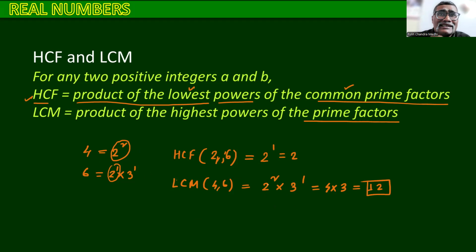So this is what exactly we got in our previous observation as well. So this is the process by which we can find, by using prime factorization, HCF and LCM for different numbers. It can be extended for more than two numbers as well. We'll be getting examples.